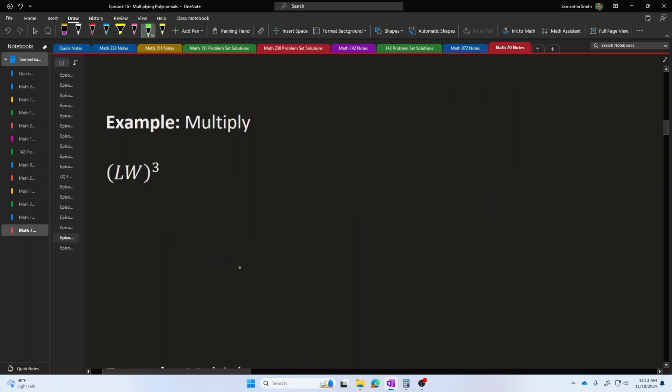Let's do another example. Someone asked me to take L times W and raise it to the power 3. What they would like me to do is take L times W and take 3 copies of that and multiply those 3 copies of L times W together. So if I look at this expression, I have 1, 2, 3 copies of L multiplied together and 1, 2, 3 copies of W multiplied together. So this would be equivalent to 3 L's multiplied by 3 W's.